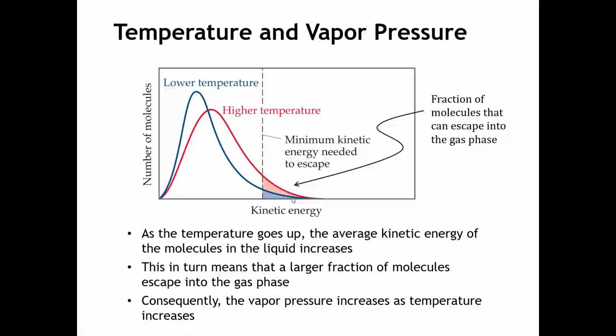That's going to happen, but at the same time, we're going to have molecules going in the reverse direction and we'll come to a state of equilibrium. If we now increase the temperature, we know that we shift this curve to higher kinetic energies, and it also broadens out. So now in the red curve, which might be at some arbitrarily higher temperature, we can see that we have a greater fraction of molecules that can escape the liquid and go into the gas phase. And that's what causes the vapor pressure to increase as the temperature goes up.